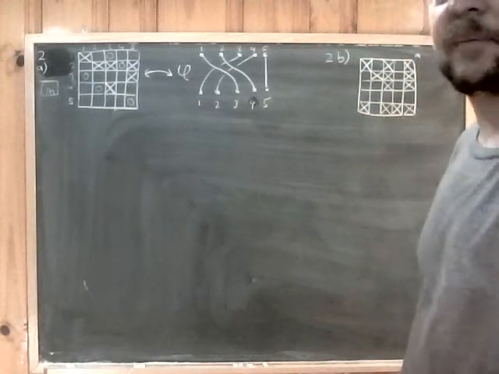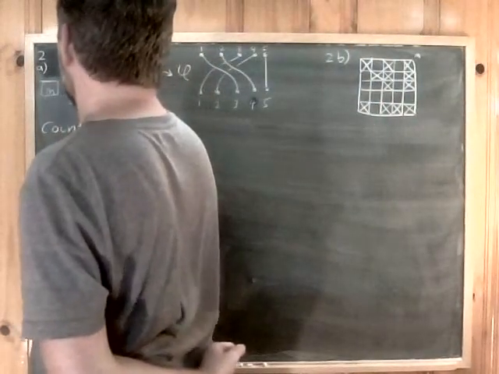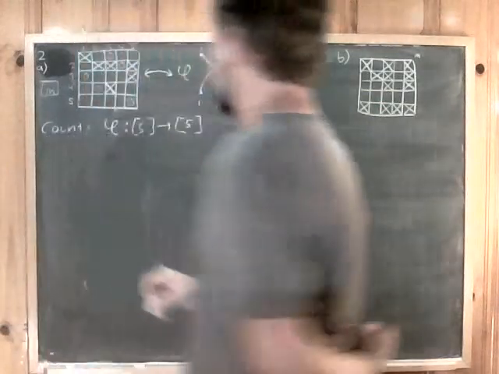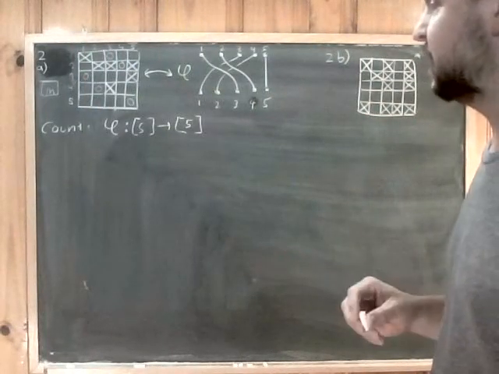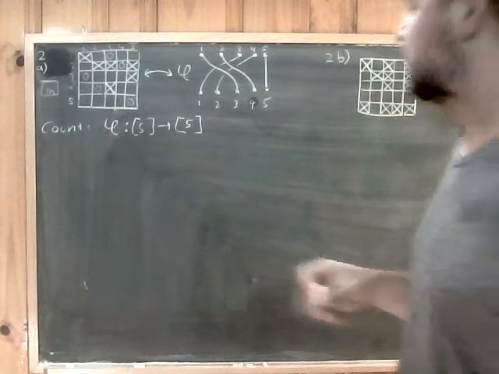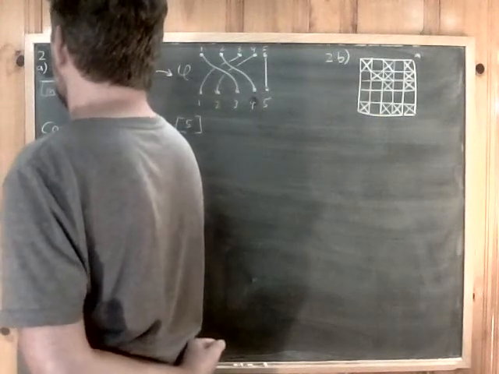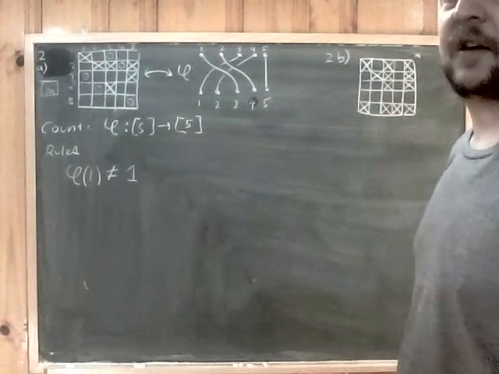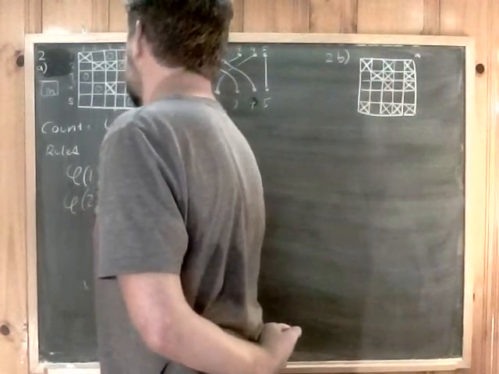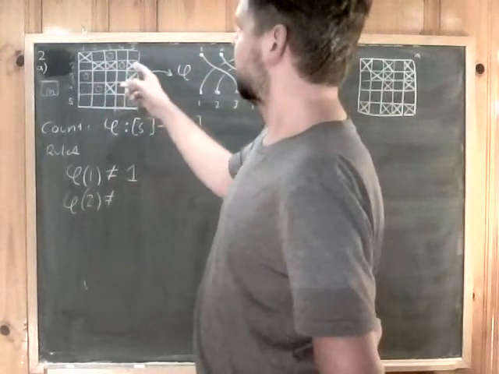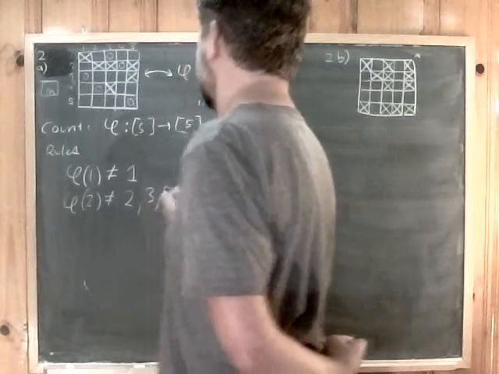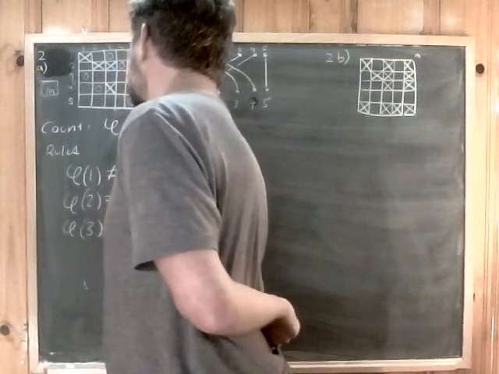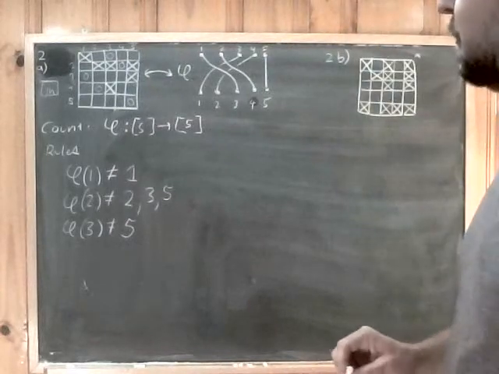Alright, so with that in mind, what I'm actually trying to count is permutations from 5 to 5, obeying some rules. The rules state that I can't use any of the x'd out squares. So that means phi of 1 does not equal 1. I can't use that square. And phi of 2 does not equal 2, 3, or 5, just to list them in that fast way. Phi of 3 can't be 5. And phi of 4 can't be 3.